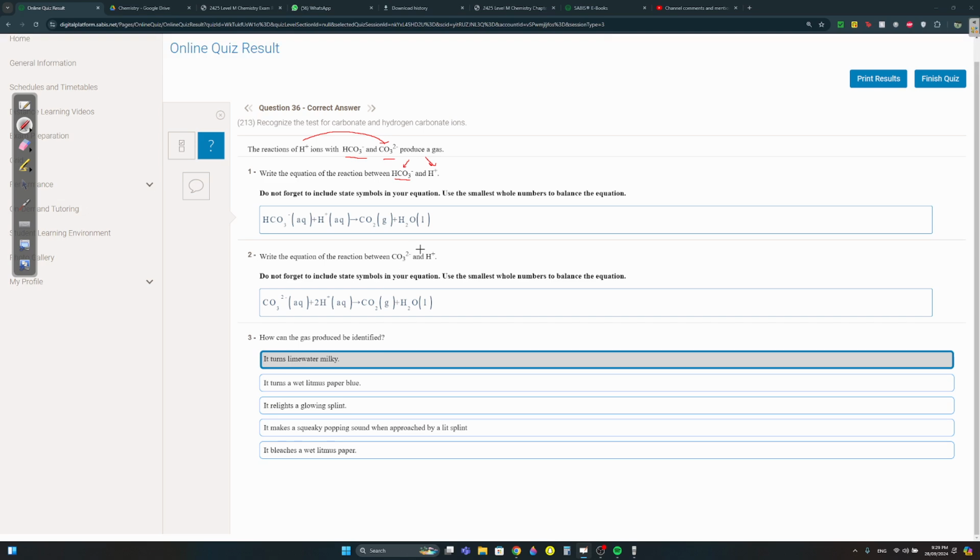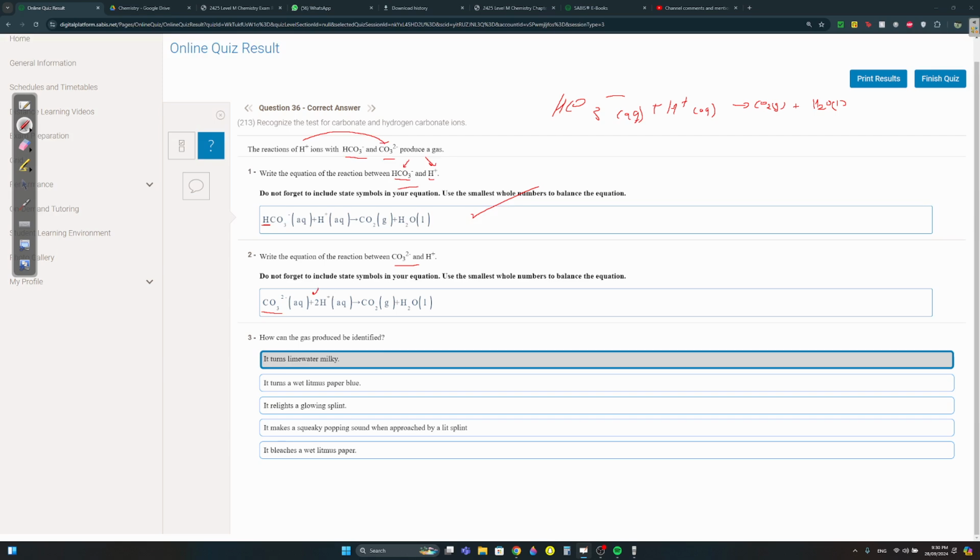I'll start easy. We start with HCO3 minus, aqueous, plus, what's the other one? H plus, which is also aqueous. When you're adding any carbonate to any acid, you're going to get CO2 gas, carbon dioxide, and H2O liquid. Yeah, that's pretty much it. Then this one is the same exact thing, but instead of HCO3 minus, it's just CO3 2 minus.